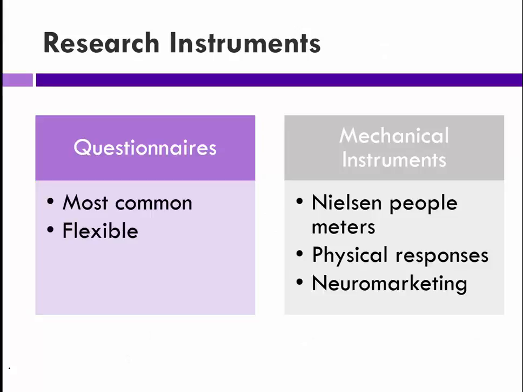Let's see. The research instruments that I might use: questionnaires are the most common, and they're very flexible. They're also inexpensive, which is nice. Then there's mechanical instruments that I'll use a lot in the observational, where I measure physical responses or what people are watching, the neuromarketing. There are several links to videos on the neuromarketing and physical responses that are really very interesting. So if you have time, I recommend you watch those, because that stuff's pretty interesting.